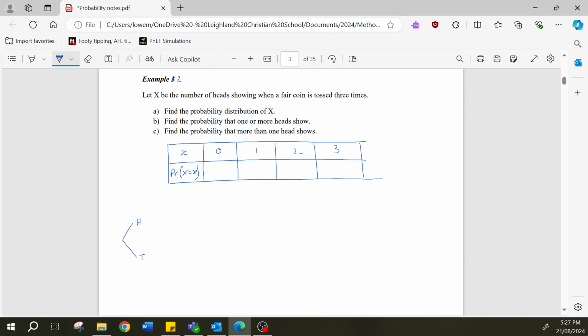So if you remember, we've got heads, tails, that's the first toss, second toss, same again, and then the third toss of the coin. So in 3 tosses, if we add up down here, we've got 1, 2, 3, 4, 8 outcomes. Here is our sample space.